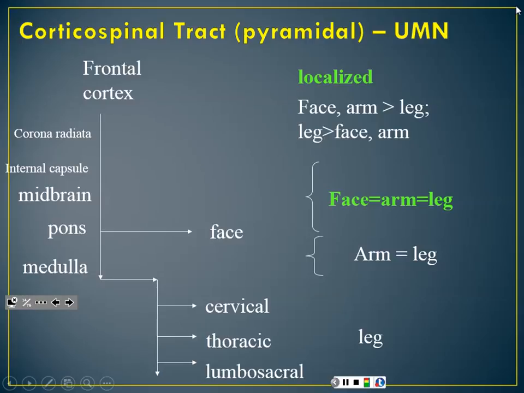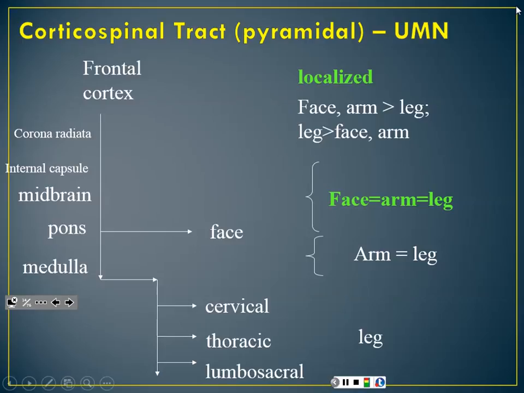But all of these are going to have the characteristics of upper motor neuron: still extensors greater than flexors. It may be just my leg, because of where I am here, so you're not going to have involvement of the arm, okay? If I'm down here, it's going to be just arm and leg. Up here, it can be face, arm, and leg, and up here, you get more localized patterns: face and arm, leg alone, and so forth.